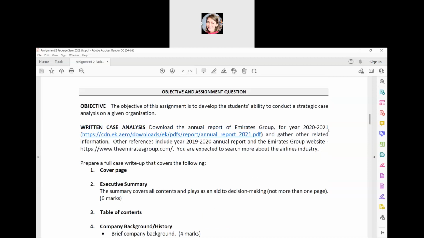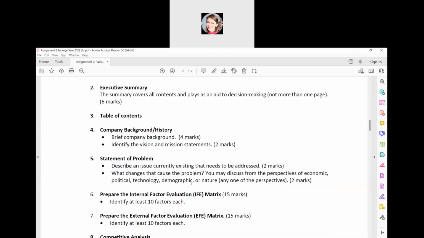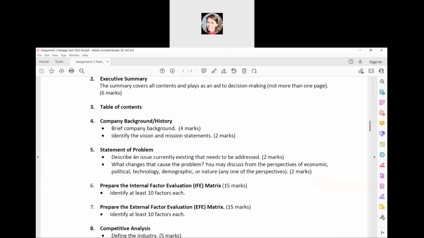Yeah, so this is basically referring to 2020 and 2021. Okay, and not other years like back in 2017, 2016, but relevant to 2020, 2021. All right, of course you can use other annual reports like 2019, 2020. This is very much closer, but of course when using information of the past into analyzing current case, right? You need to be careful with how you phrase your sentences. Okay, so describe an issue currently existing that needs to be addressed.